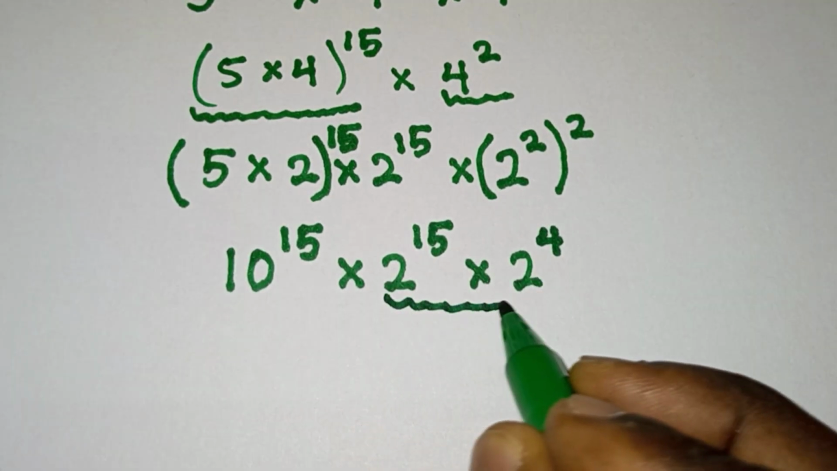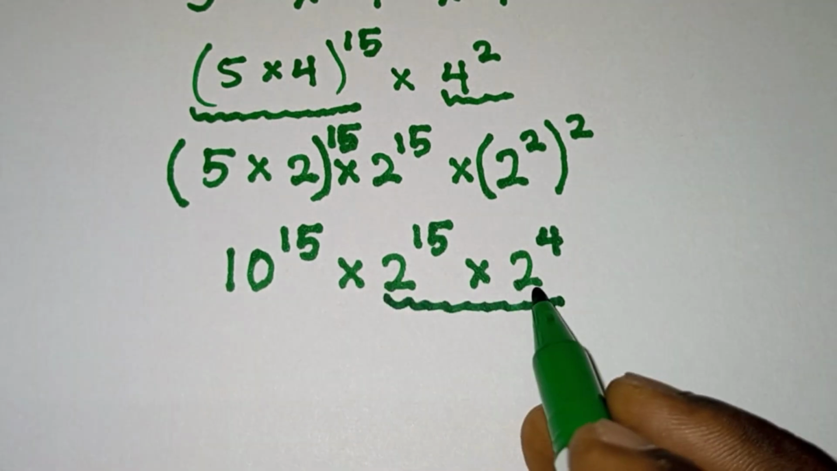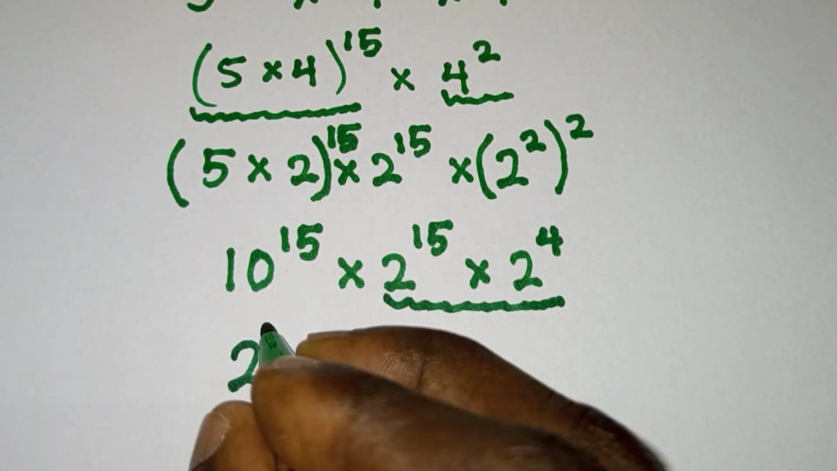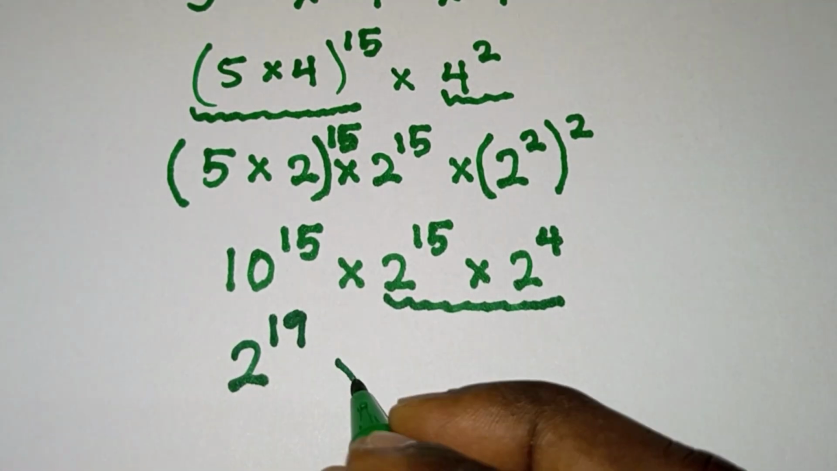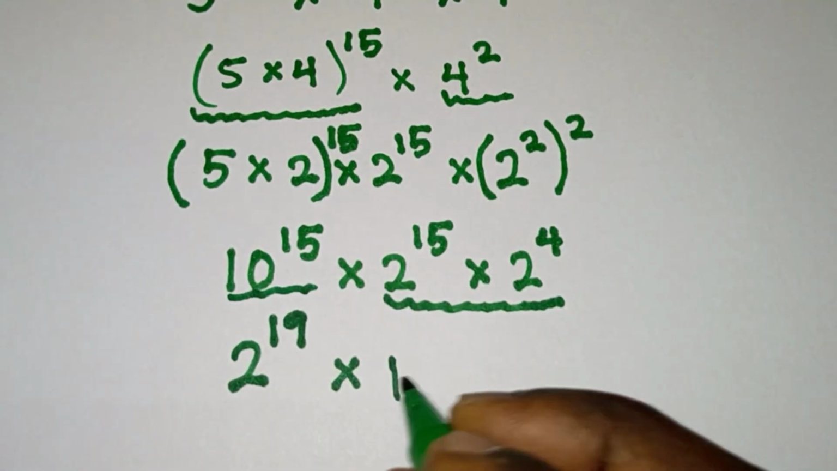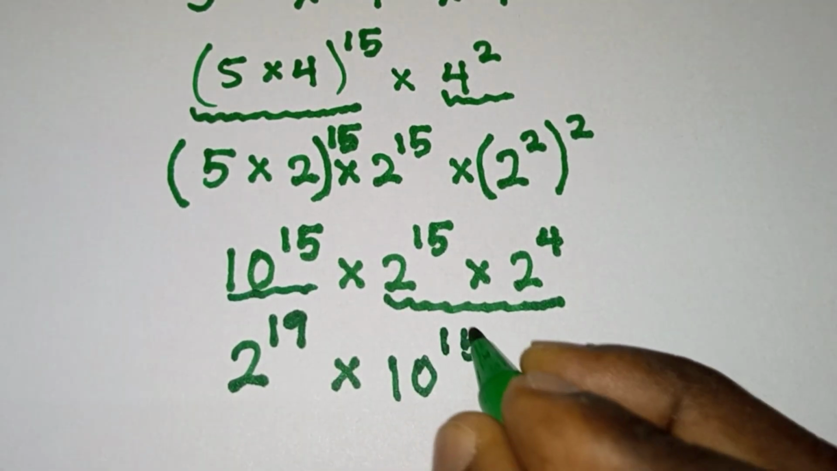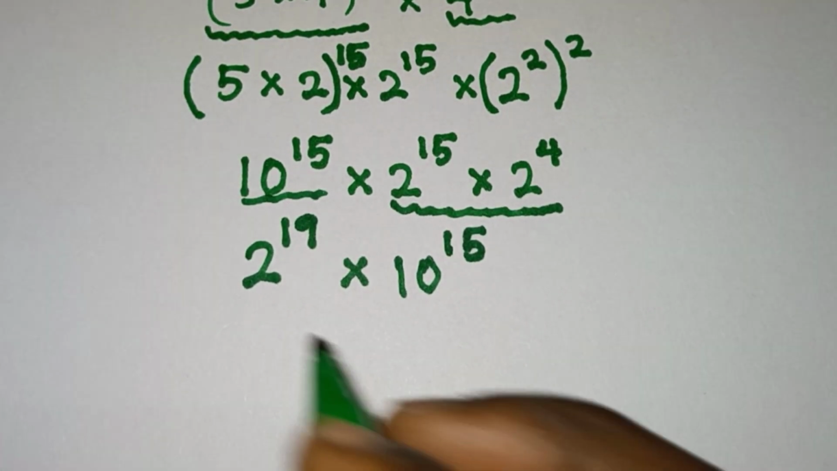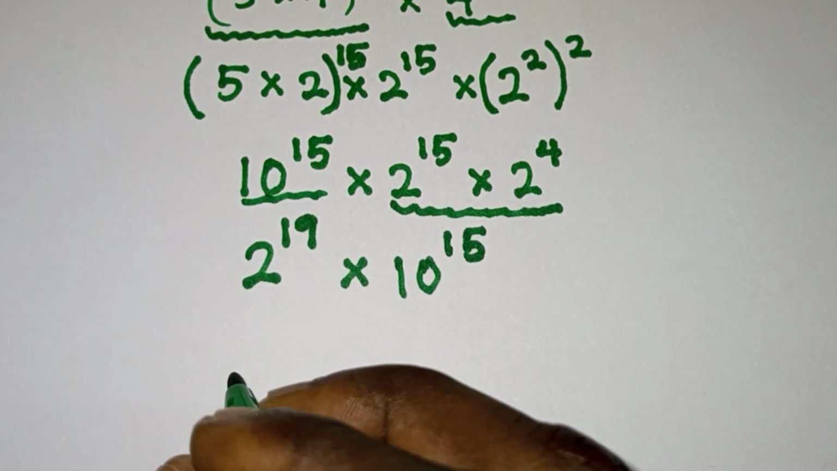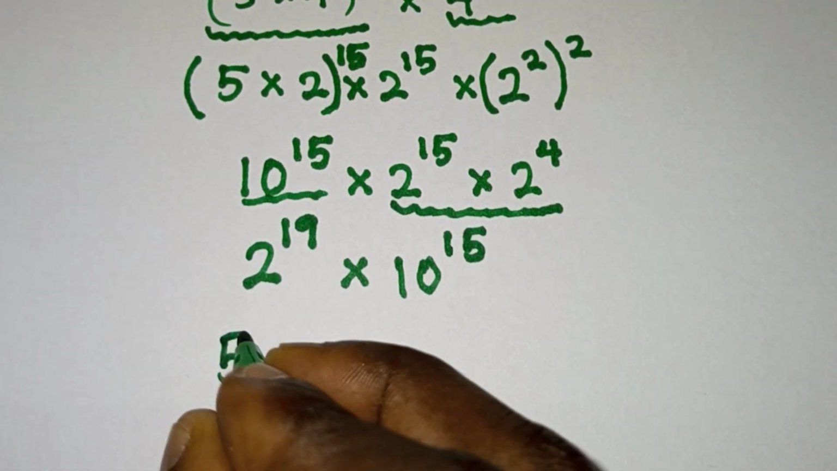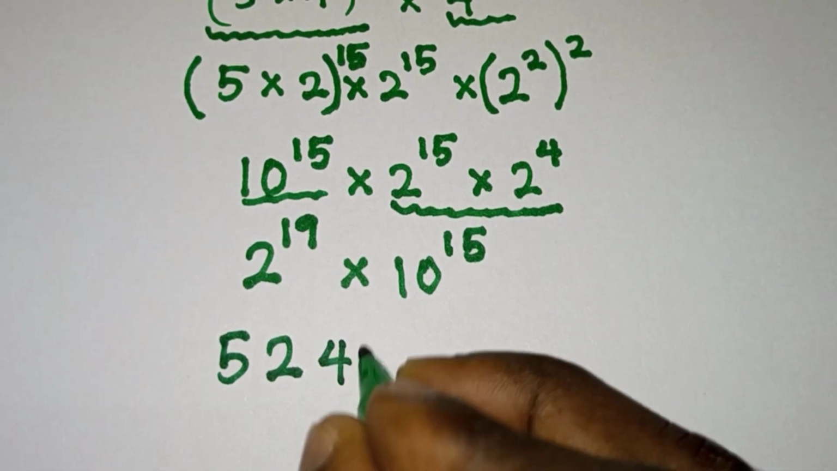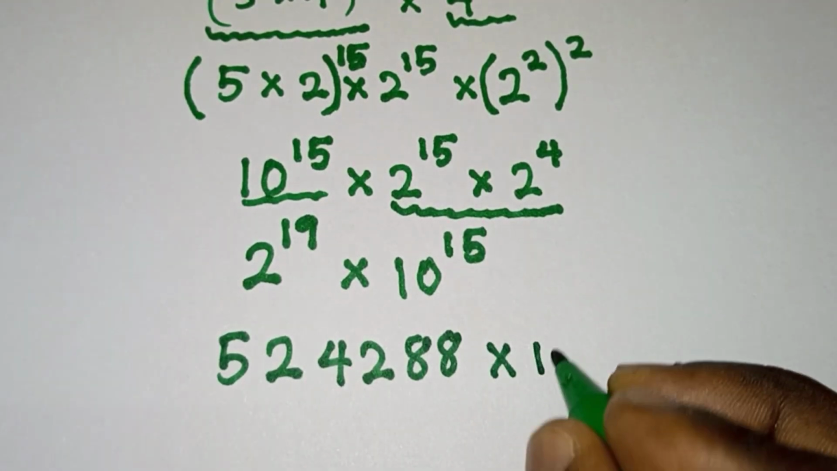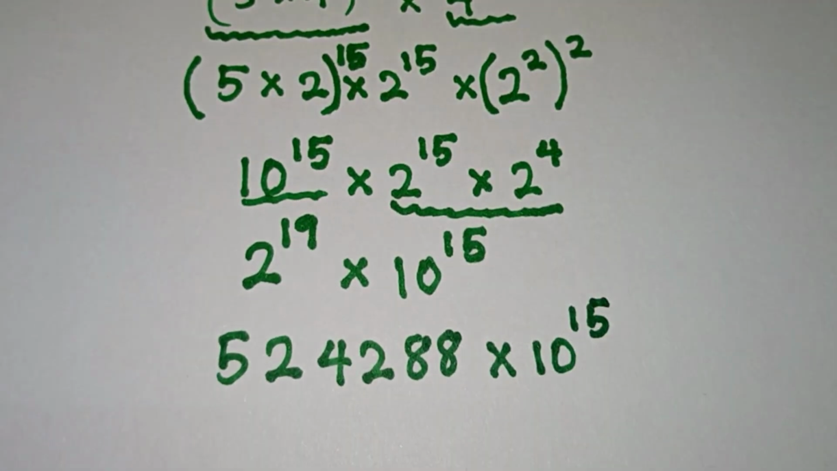Now let's consider this one. We have the same basis, so we can add their powers. So we will have 2 to the power 19 times this one here, that is 10 to the power 15. Mind you, we are supposed to write this in the standard form. Now we know that 2 to the power 19 is a very big number, that is 524288, then times 10 to the power 15.